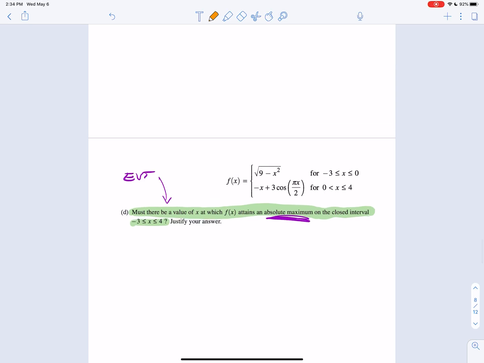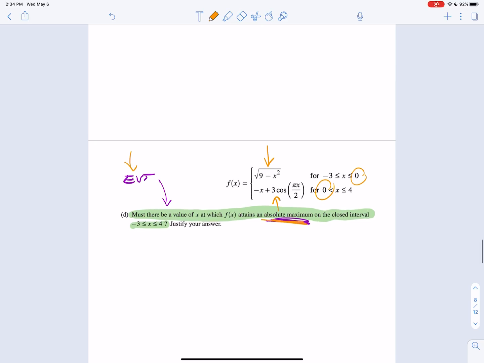EVT here, EVT will work as long as it's continuous. So whenever you have a piecewise function, we know that this is continuous and this is continuous. But the only thing that's in question is, is it continuous at where it breaks? So you actually have to show continuity here at x equals 0, which is a little bit of work. But then after that, once you prove it, then you could say by EVT, since the function is continuous, and so on. Okay?